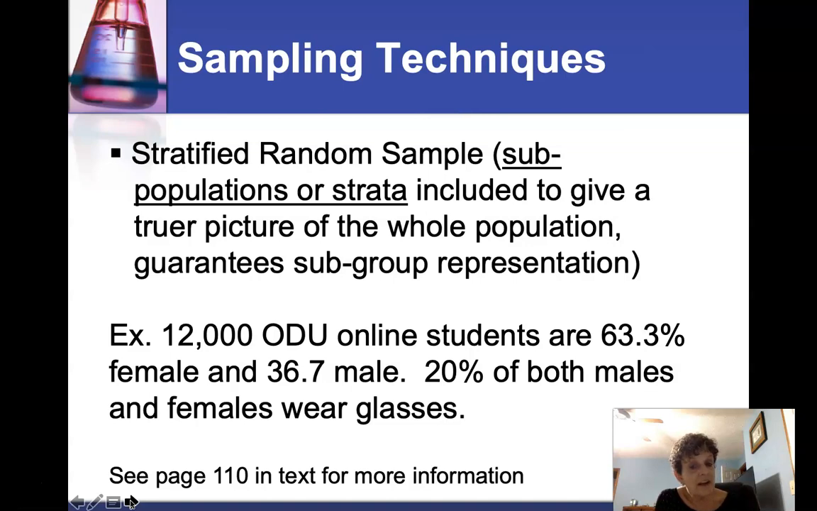Suppose we have 12,000 students. 63.3 are female and 36.7 are male. 20% of both of them wear glasses. And you see this says, see page 110 in the text for more information. This is more information about stratified samples. So let's talk about how we're going to do this problem. 12,000 students, 63.3 female, 36.7 male.